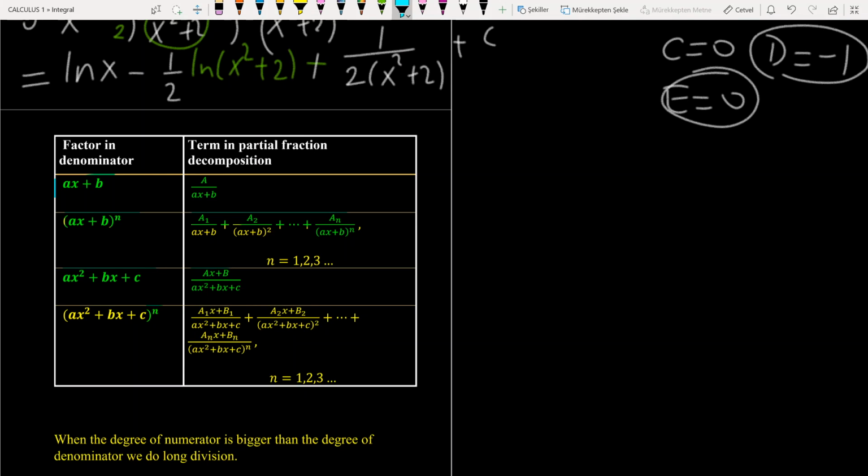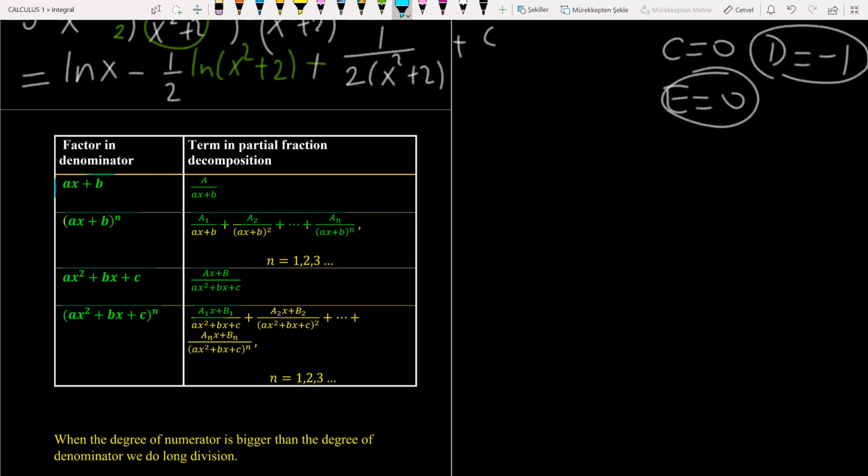And finally, if you have something like this, which is the most complicated expression, you may have ax squared plus bx plus c to the power n. In this case, you write a1x plus b1 divided by this factor, and you continue to write all these terms to obtain all these a1, b1, a2, b2 coefficients. The aim here is to find all these coefficients. When you find a partial decomposition for the given integrand, you will easily find the solution of the integral.